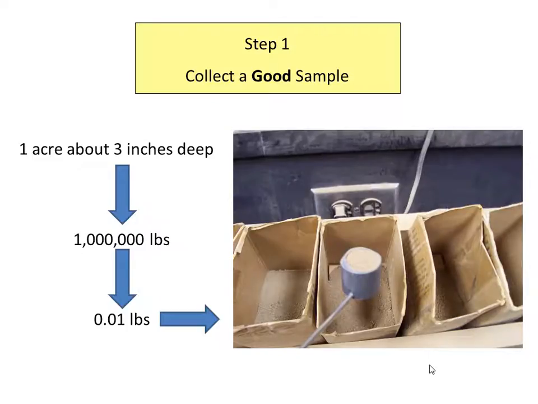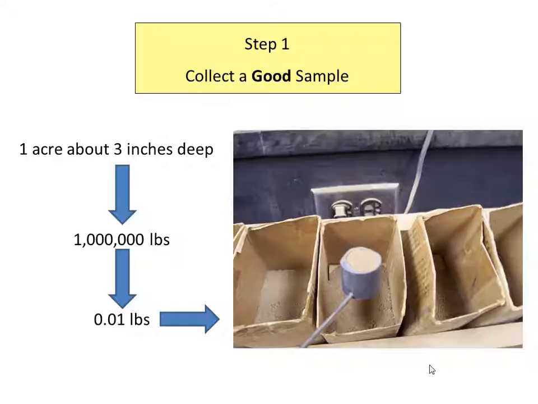Okay. So the absolute most important thing you can do when you take a soil sample is to make sure that it's a good soil sample. And I'm going to try to illustrate that this way. We're at a grazing conference, and so if you imagine an acre of soil, 3 inches deep or so, that's roughly 1 million pounds, okay? Roughly. Of that, we take 0.01 pounds, so too many.